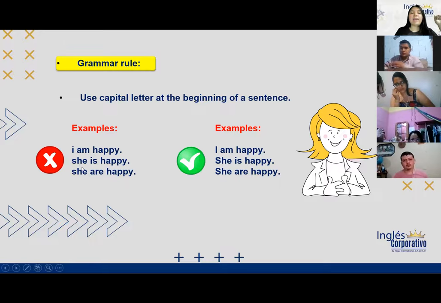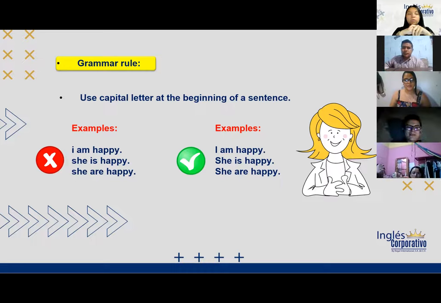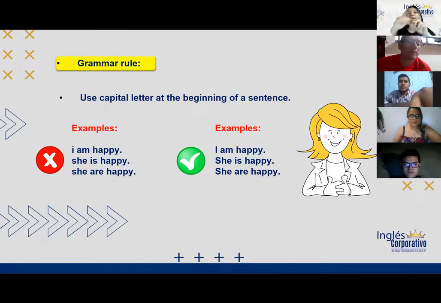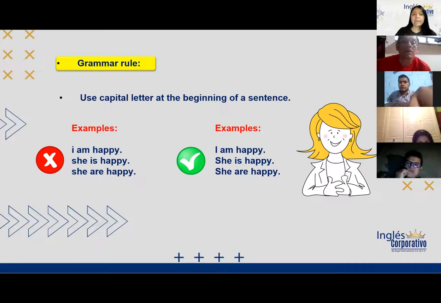For example, ¿ok? A ver, ¿cuáles son los errores que hay en estos ejemplos? ¿Quién nos puede decir los errores que hay aquí? La letra inicial es minúscula. Ok, el primero es la letra minúscula. Tendría que ser capital I. Muy bien, capital I, correct. She, capital S. Ok, ¿qué más hay de error? The last one is "she is happy," not "she are happy." Excellent. Recuerde que es "is," okay?